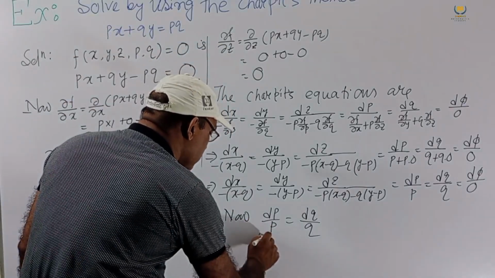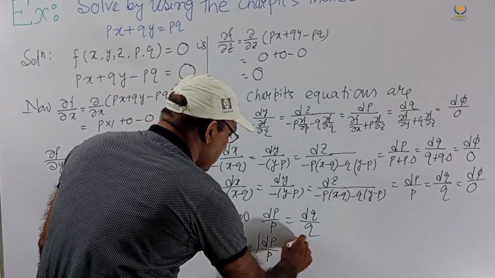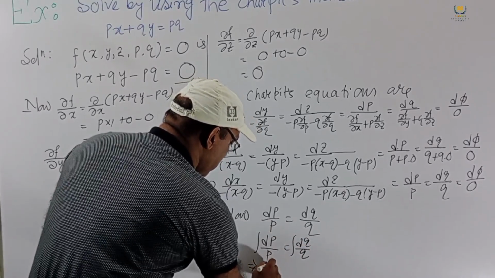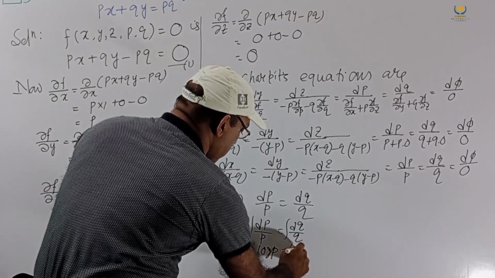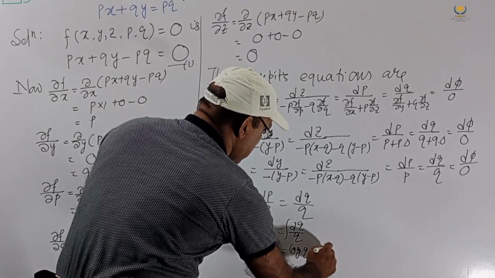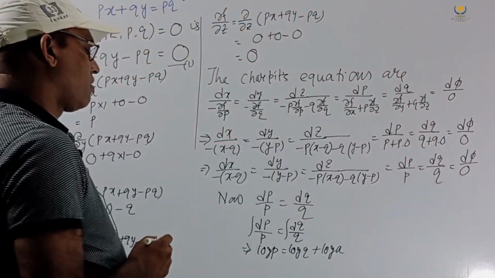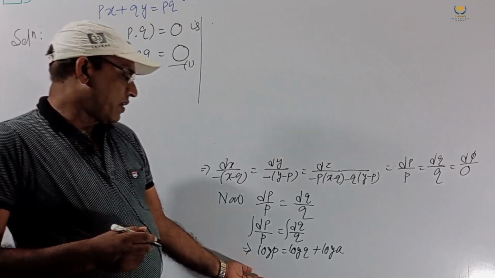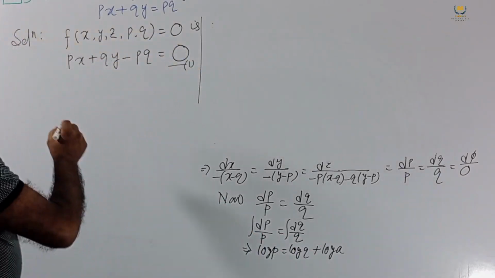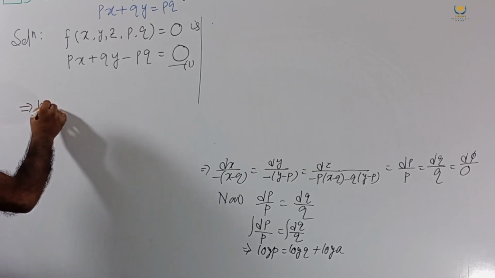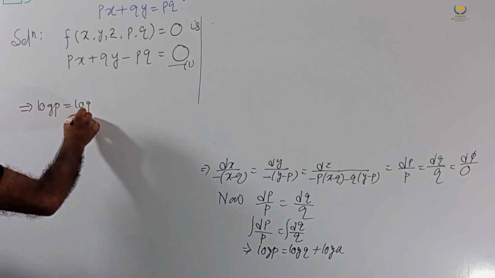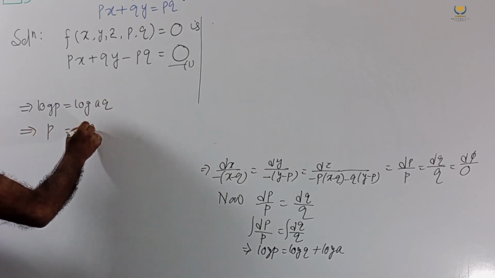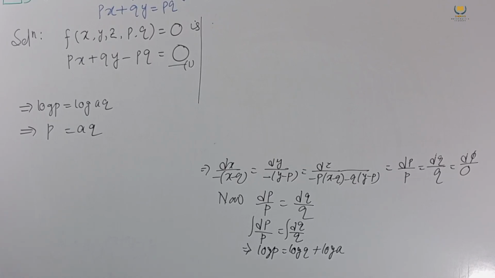If we integrate both sides, integration of dp by p and integration of dq by q, this is log p, this is log q, plus log a, constant a. So we get log p equal to log q plus log a. This implies log p equal to log aq, so p equal to aq. The value of p is aq.